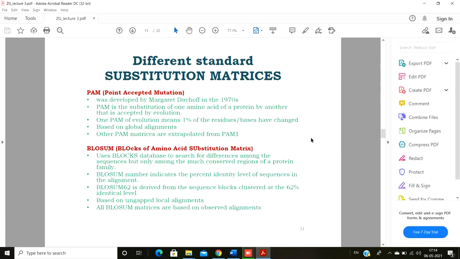In practice, one PAM is equivalent to a unit of evolutionary divergence in which 1% of the amino acid residues of the protein product of the gene have been changed. On the basis of this PAM model of evolution, Dayhoff invented the amino acid substitution matrix, in which the substitution scores between a pair of different amino acids are proportional to the natural log of the ratio of the target frequency to the background frequency.